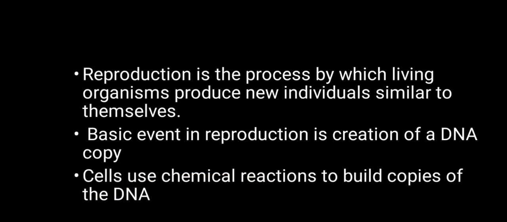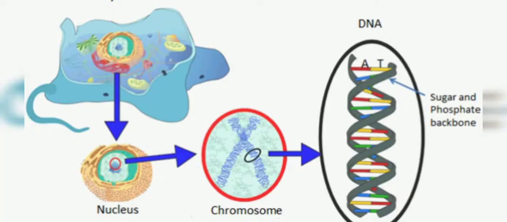In the last module, we had learned that the basic event in reproduction is creation of a DNA copy by the reproducing cell, and it does it with the help of chemical reactions. The cell has a nucleus. Inside the nucleus there are thread-like structures called chromosomes, and the chromosomes have the DNA, which has the information to make our body designs.